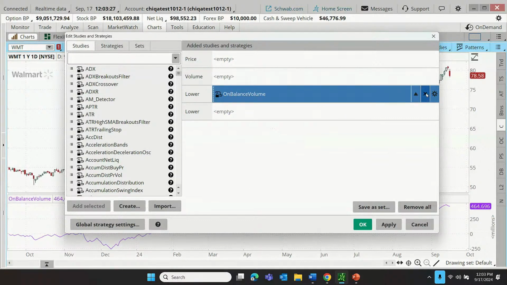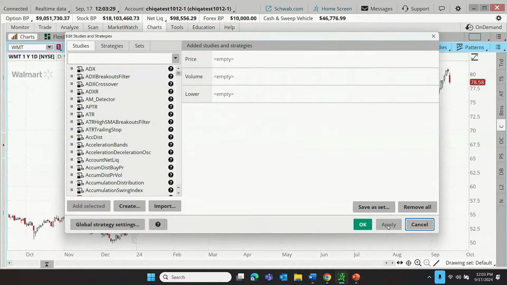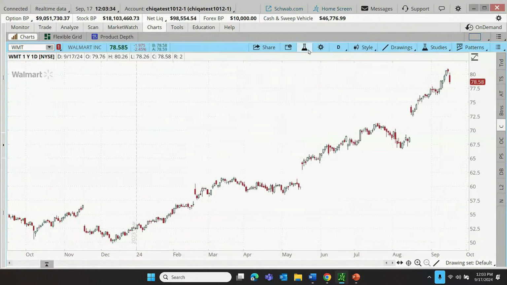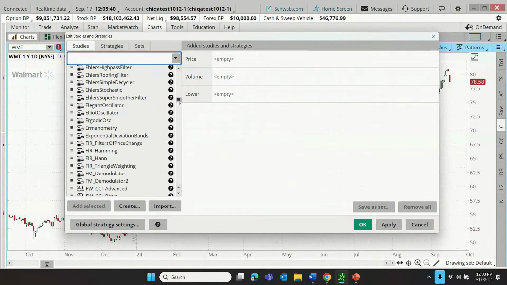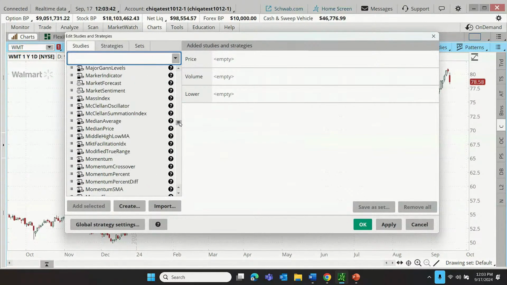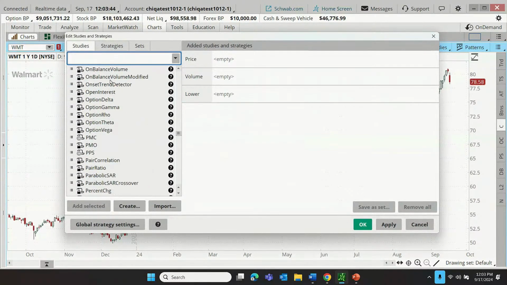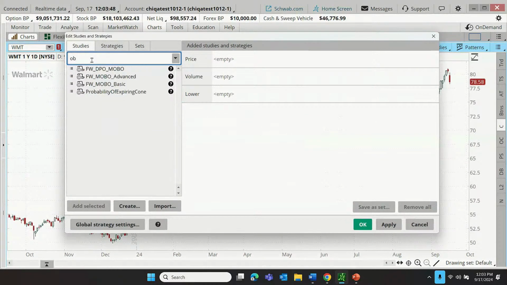I can remove that by clicking the little X here and clicking Apply, and it is gone. So if I wanted to add that study, I'd reverse that process, go up to the little flask icon. I can go down in alphabetical order down to the O's for on-balance volume, or, see there it is right there at the top, or we could just start typing in the name as a keyword search. So let's do that. ONB, on-balance volume.